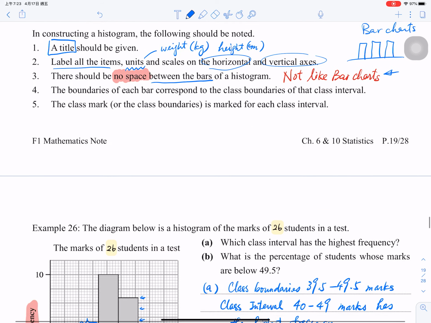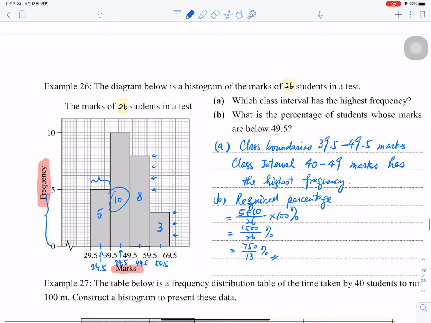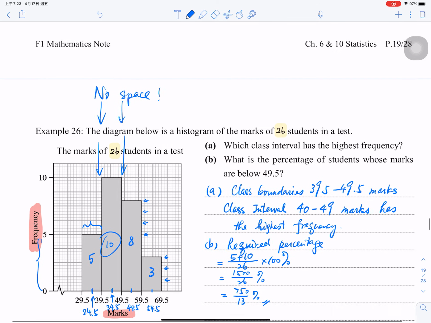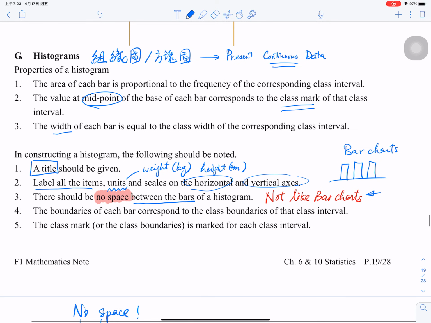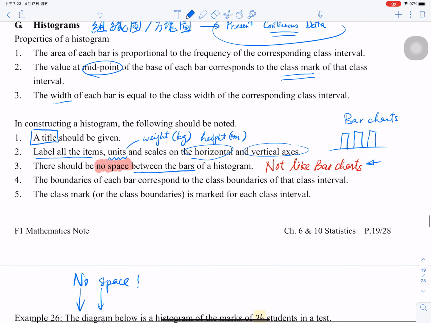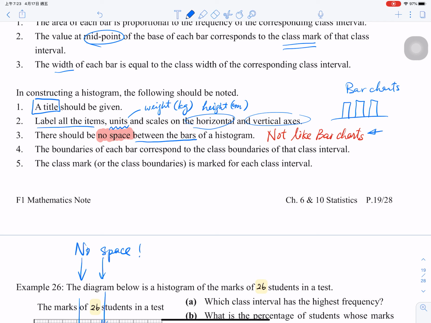However, in a histogram, you see here, no space in between the bars, okay? No space, so you need to pay attention. That's why we use it to present continuous data. Okay, for 4, the boundaries of each bar correspond to the class boundaries of that class interval. Boundaries of each bar actually are the class boundaries of that class interval.